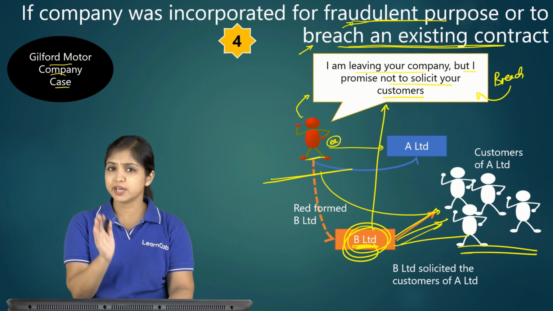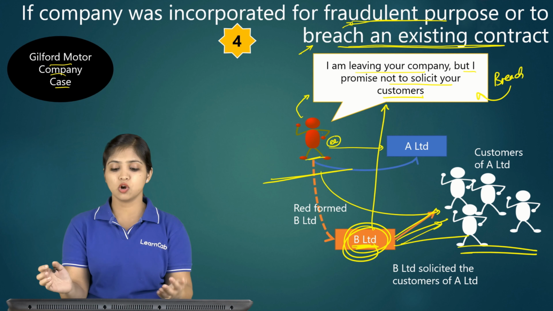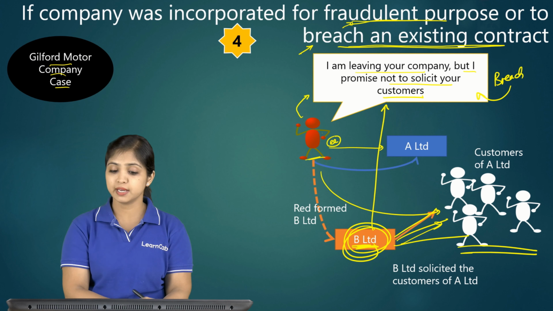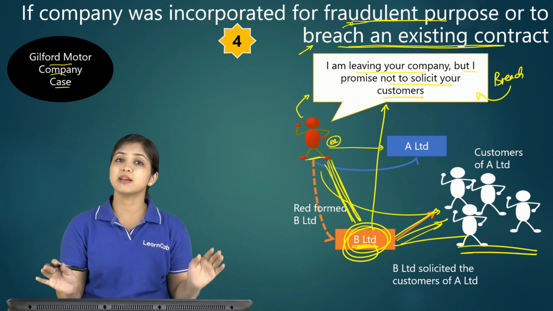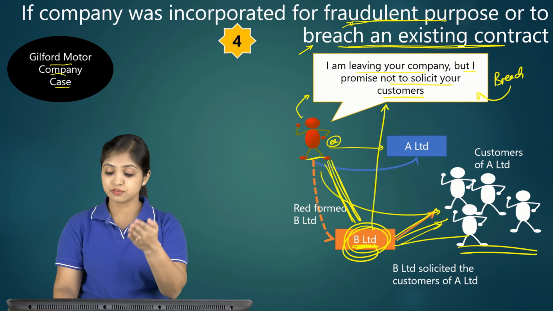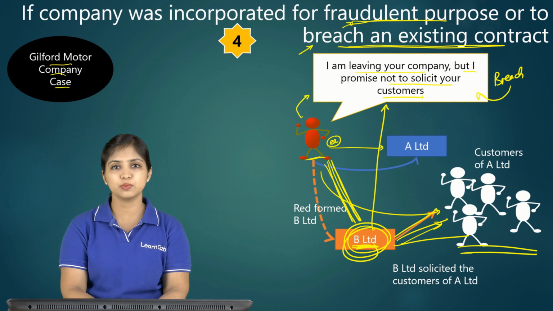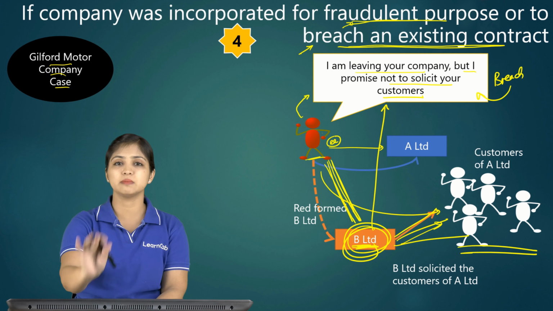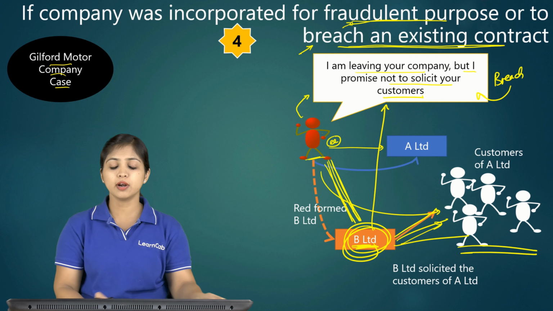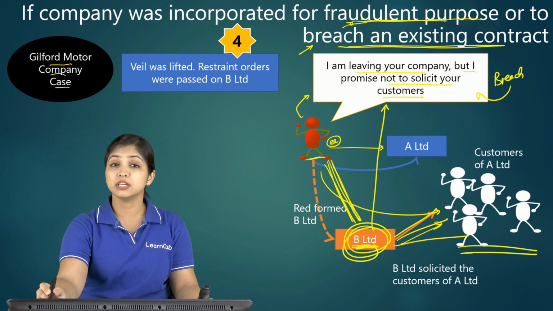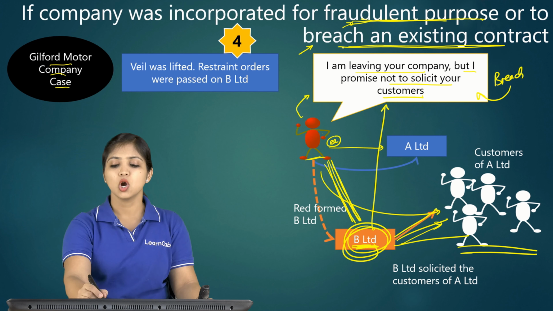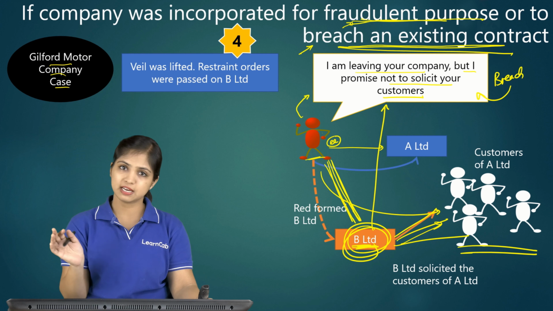So when the whole objective is to breach an existing contract, the court will lift the veil and the court will treat as if the shareholder and the company are one and the same person. It will be as if Red only has entered into a contract with these customers of A Limited, and hence it will be a breach of this contract. Alright, so when the whole objective behind creation of a company is to defraud a person, to fool a person, or to breach an existing contract, the veil will be lifted.